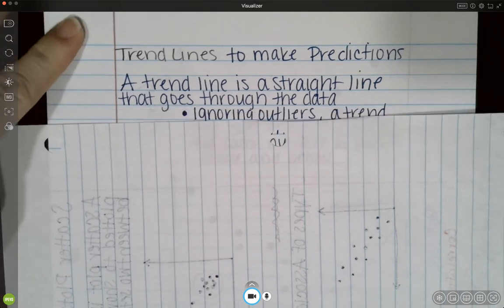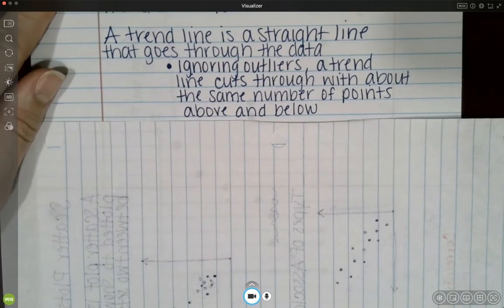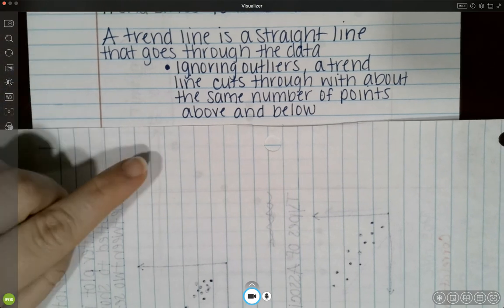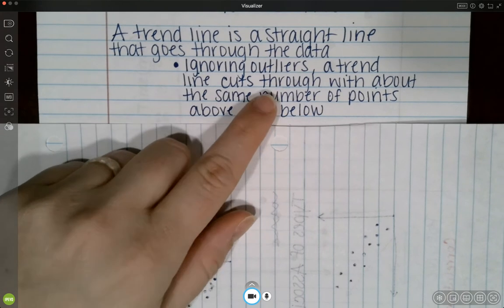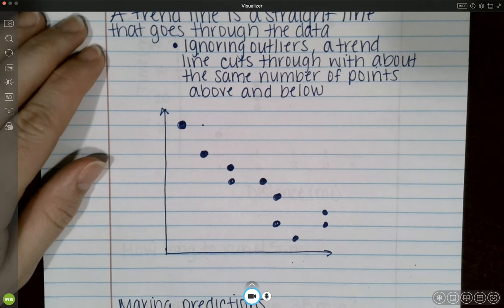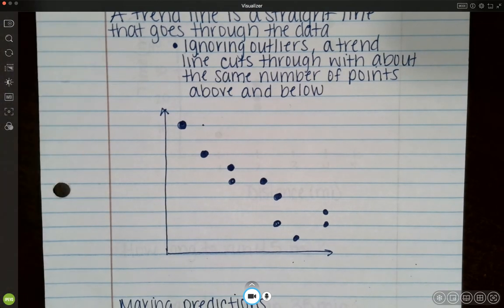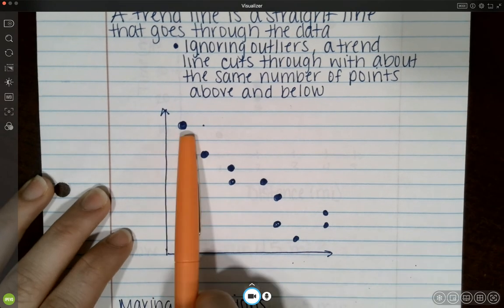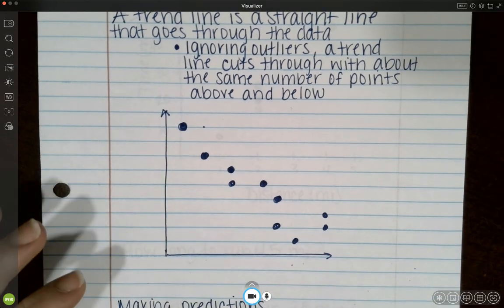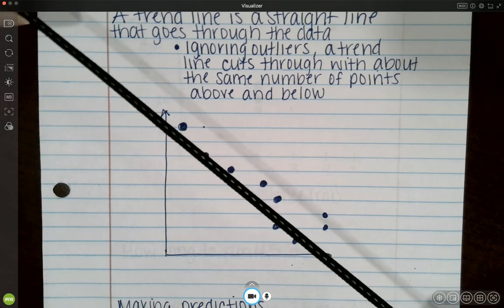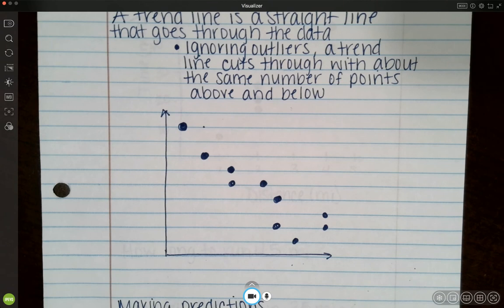All right, so a couple things. We need to ignore the outliers. So we need to ignore those extra pieces of floating data, and the line cuts through the data with about the same number of points above and below. Here I have a piece of data. This would be a negative correlation because it's going down from left to right. So a trend line is a straight line. I have here a string, and it cuts through the data with about the same amount above and below.